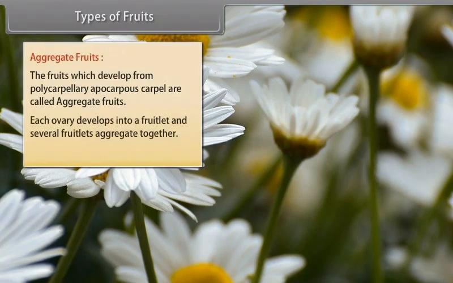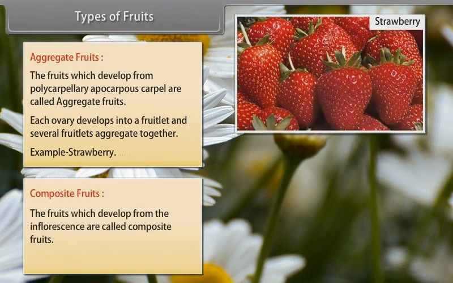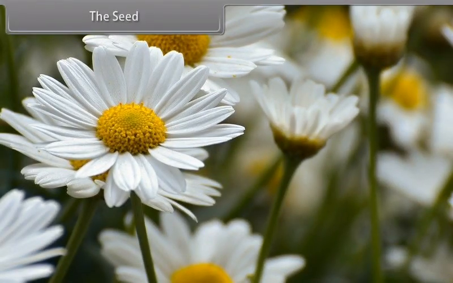Each ovary develops into a fruitlet, and several fruitlets aggregate together. Example, strawberry. Composite fruits: the fruits which develop from the inflorescence are called composite fruits. Example, pineapple and mulberry.